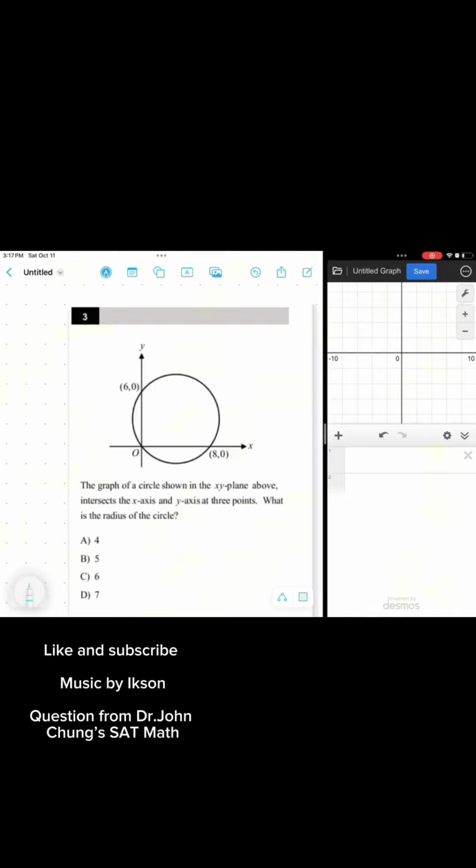So the question is: the graph of a circle shown in the XY plane above, there isn't supposed to be a comma here, I don't know why, intersects the x-axis and the y-axis at 3 points. What is the radius of the circle?